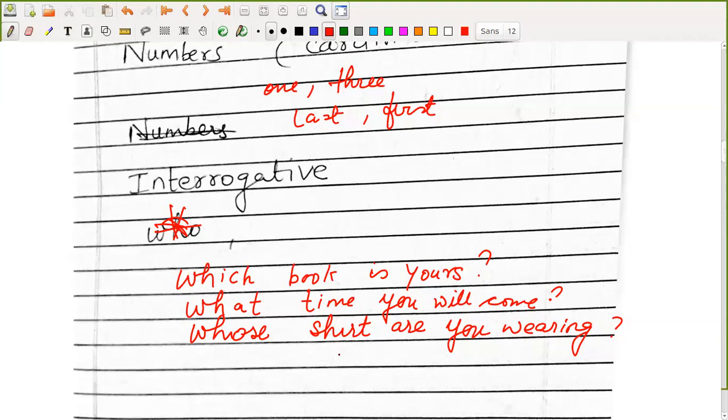So what you have to remember, determiners come just beside the noun. If any word comes in between, then it will not be an interrogative determiner. Which book? No word between which and book. Which book, what time, whose shirt. So these are the three interrogative determiners.